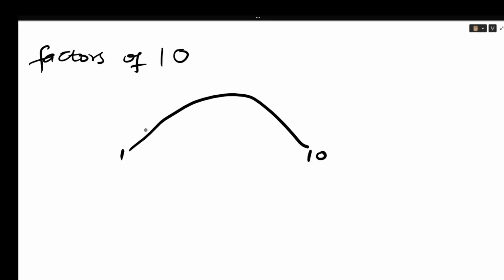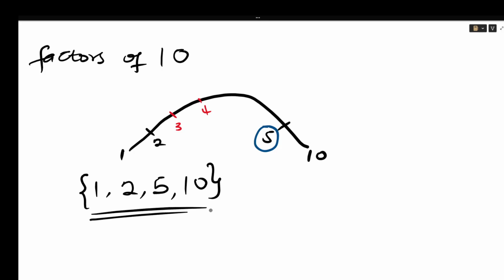Then we begin from 2. Yes, 2 can divide 10 into 5 equal parts. 3 does not divide, so 3 can be in red. 4 doesn't divide. Then instead of us checking for 5, we can already see that 5 exists on the right side of the curve. So that marks the end of our check. So now the factors of 10 are 1, 2, 5, and 10. This is just a quick recap on finding the factors of a number.